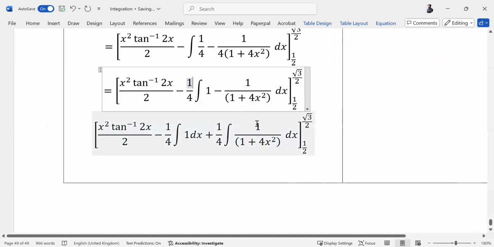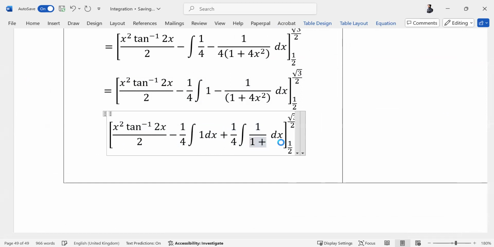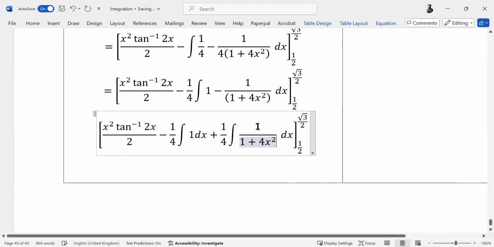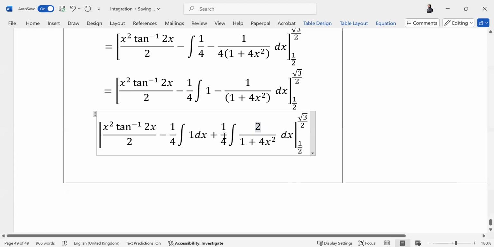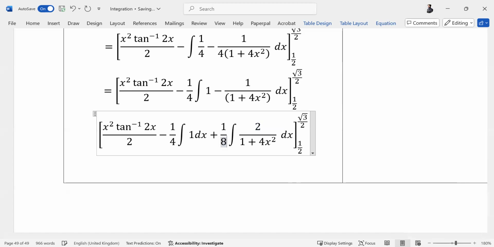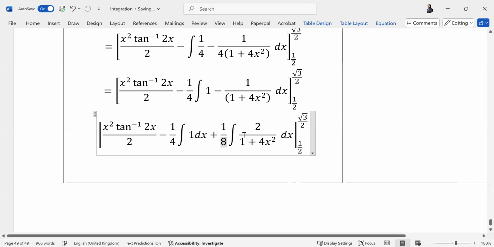Now, if you would have had a 2 over here, you would have used reverse differentiation and made it tan inverse of 2x. You do not have a 2 over here. You can just multiply the numerator by 2 and the denominator by 2 as well, and this will become 1/8. Now you can use reverse differentiation to integrate this bit, and this will be tan inverse of 2x.